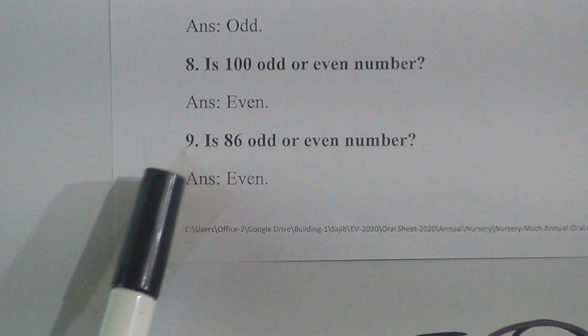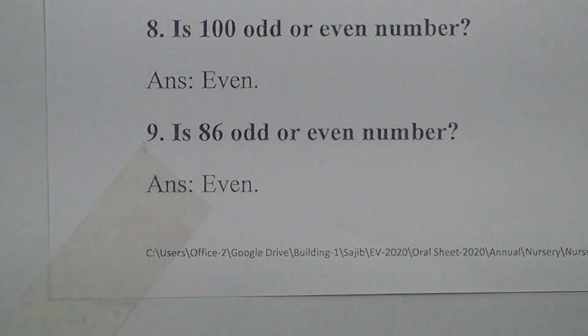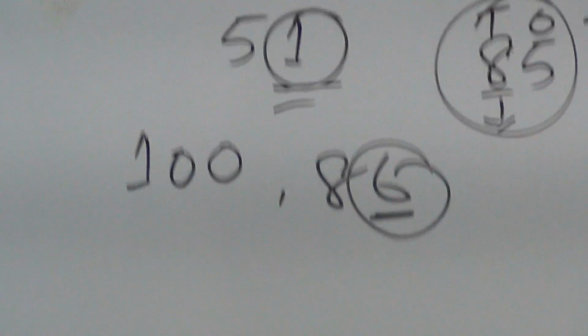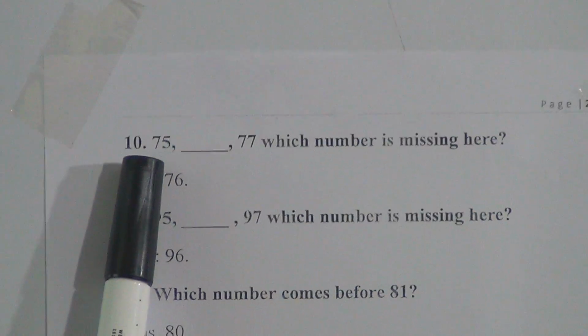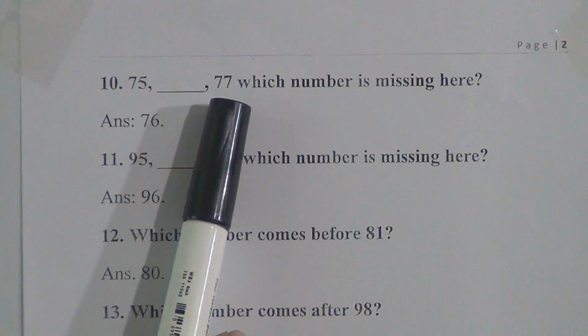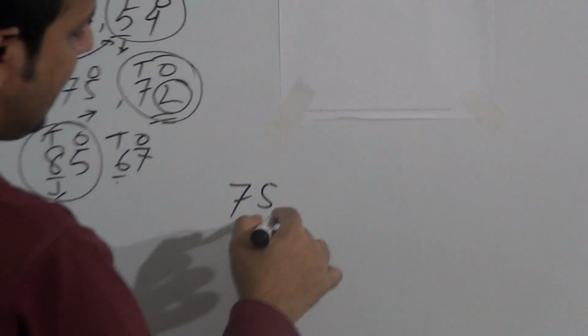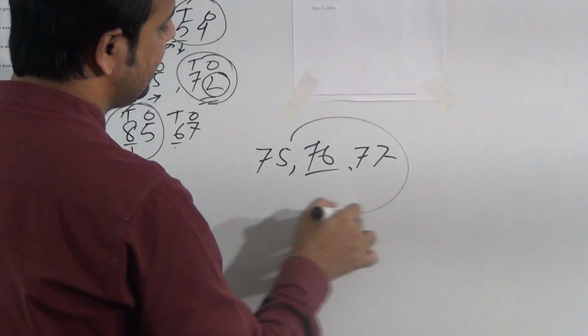Now the next question. Is 86 odd or even number? The students, now see 86. Here 6 is in ones place, and as 6 is even, so 86 is even. Okay dear students, now go to the next question, question 10. 75 and here is a blank, then 77. Which number is missing here? Dear students, you know, after 75 and before 77, here is a number. The number is 76. So here the number is 76.